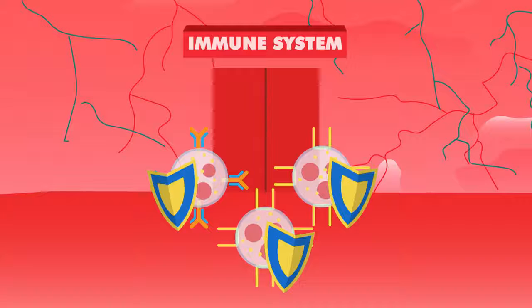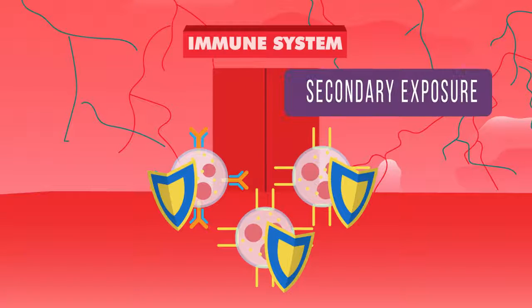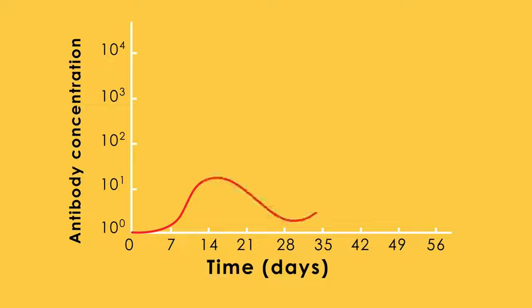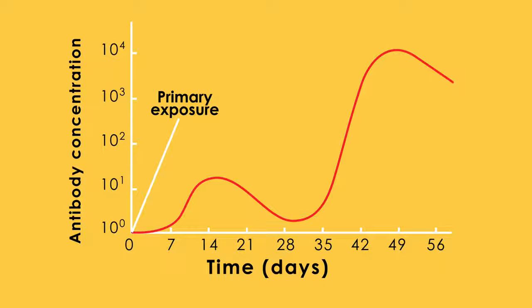These memory cells remain on standby, ready to react quickly when the individual is re-exposed to that particular pathogen in what is known as secondary exposure. The immunological memory helps the immune system respond much more rapidly and effectively than during the primary exposure. As a result, the individual is generally protected from the development of disease symptoms.